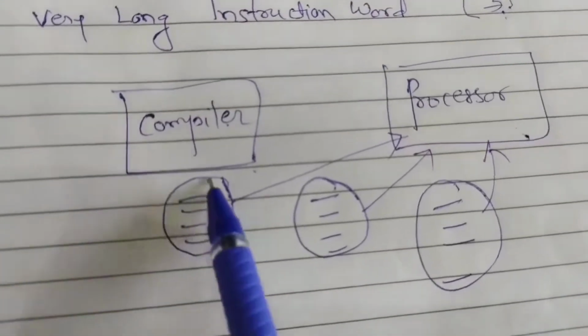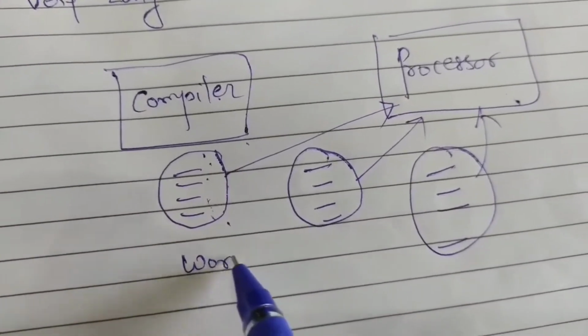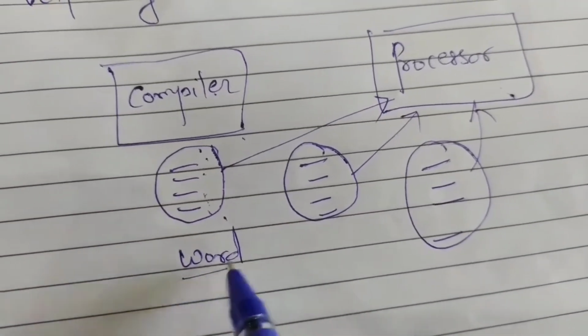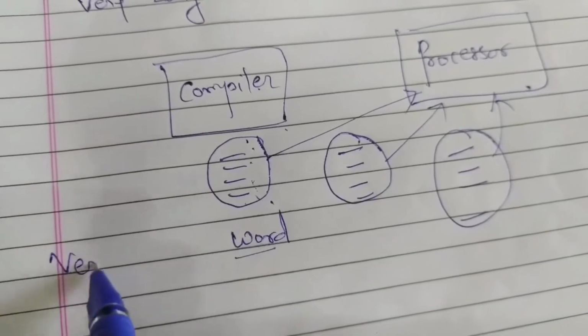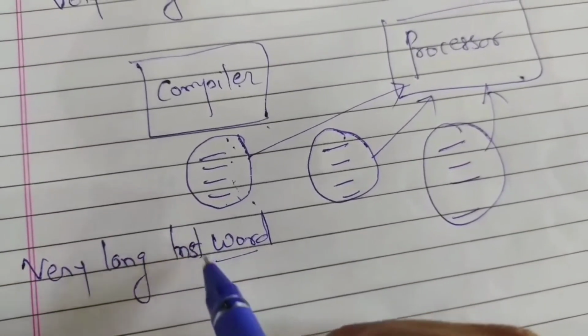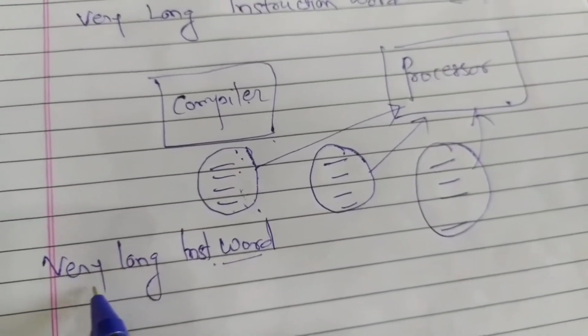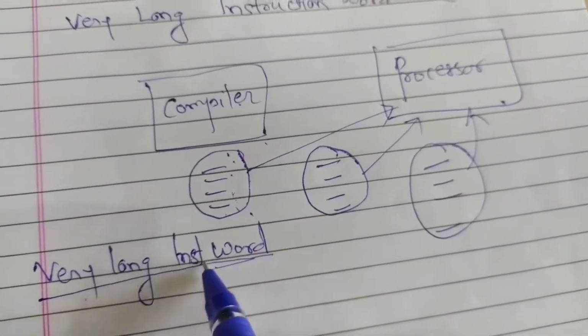These 4 operations or multiple operations are passed as a word. Word means collection of bytes. But as there are multiple instructions, it is called as very long instruction word. So that's why we got the name very long instruction word processor, VLIW processor.